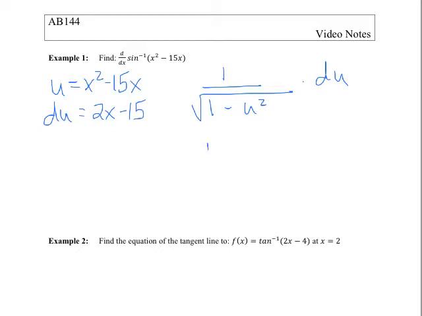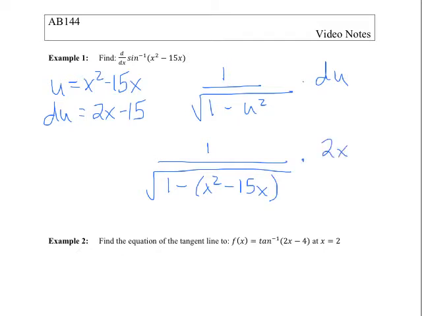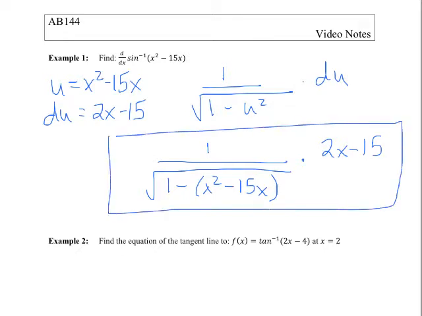So we can substitute that in, and we get 1 over the square root of 1 minus x squared minus 15x, squared, times du, which is 2x minus 15. And I would leave it like that. I would not bother trying to simplify it any. Oops, we need to square that term. Let's make that a clean 2.